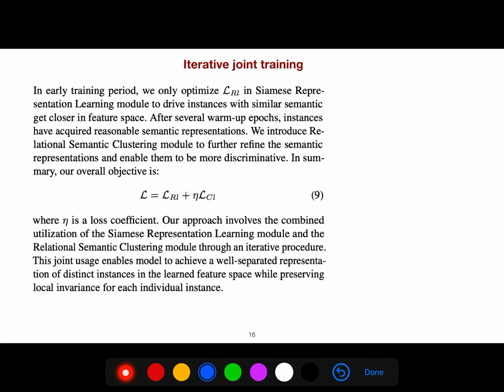So we introduce a relational semantic clustering module to further refine the semantics and enable them to be more discriminative. So eta is just a loss coefficient, and it combines the Siamese representation and the relational clustering, because this is the clustering loss and the other one is relation extraction using that contrastive paradigm.